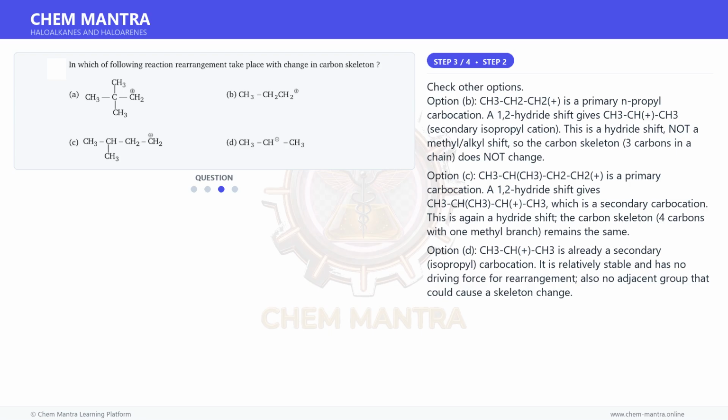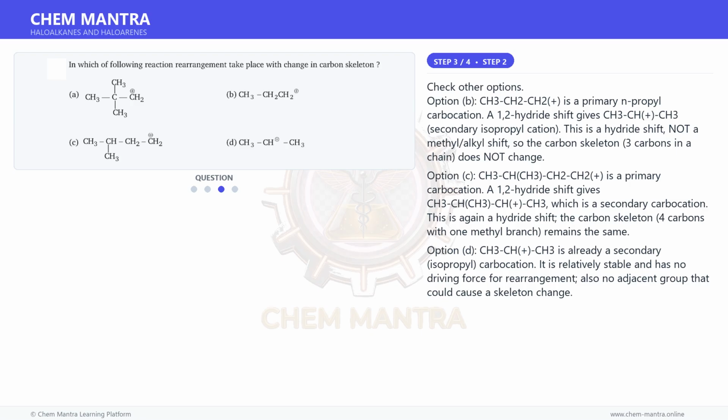Option C, CH3 CH CH3 CH2 CH2 plus, is a primary carbocation. A 1,2-hydride shift gives CH3 CH CH3 CH plus CH3, which is a secondary carbocation. This is again a hydride shift. The carbon skeleton, 4 carbons with 1 methyl branch, remains the same.